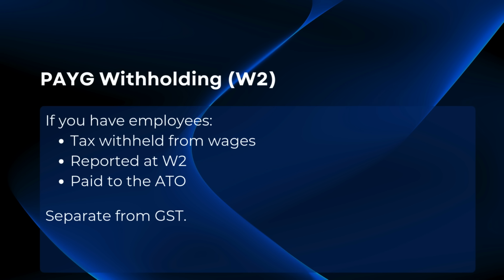If required, your BAS may include PAYG instalments. These are income tax prepayments. The labels often include 5A, instalment income, and 5B, instalment amount. This amount is based on your previous year's tax position. It reduces your end-of-year tax bill. It is separate from GST and should not be confused with it.